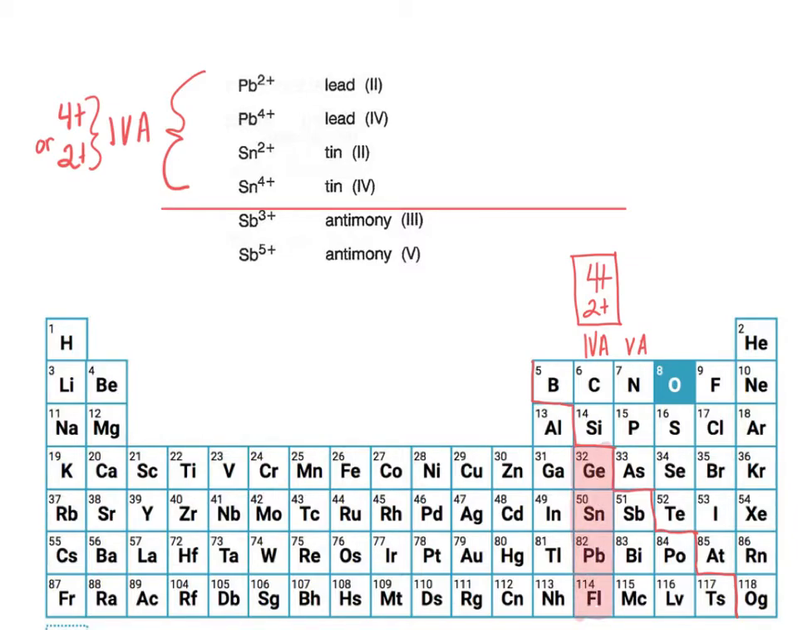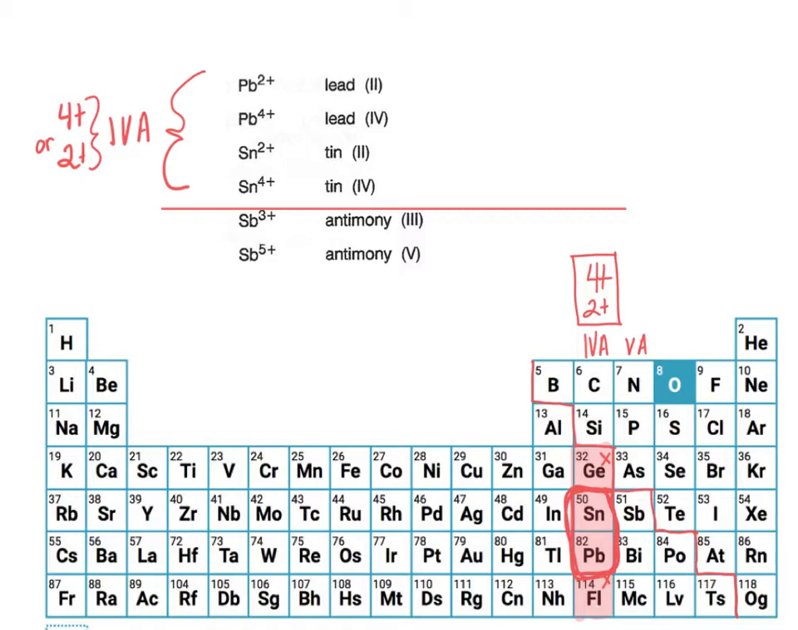Again, the names will be lead 2 and lead 4, but written in Roman numerals, and tin 2 and tin 4, written in Roman numerals. So be aware that you must indicate the charge anytime you use lead or tin, and you must indicate it using the Roman numerals. So let's go on to group 5.